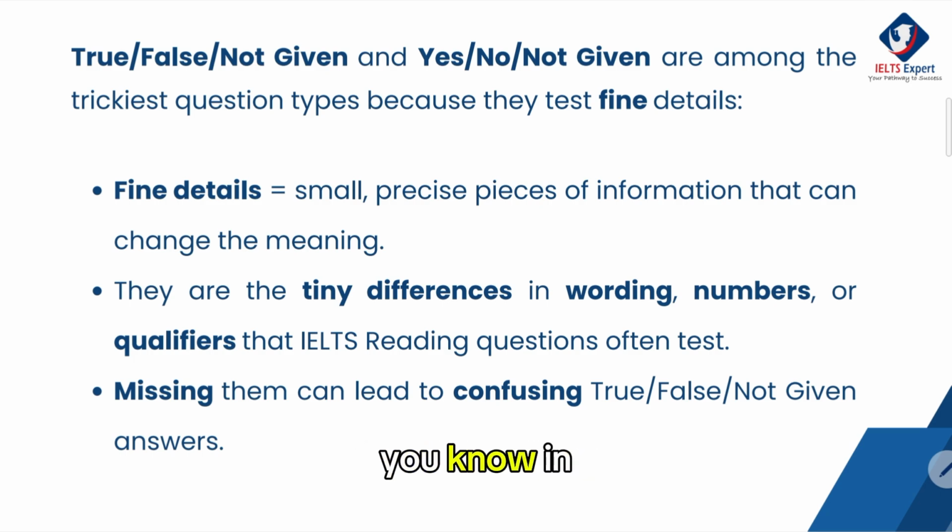Because in true false not given and yes no not given questions, they are going to check whether you notice these fine details. If you're missing them, then you're going to confuse true false not given answers. It can lead to confusing true false not given answers.